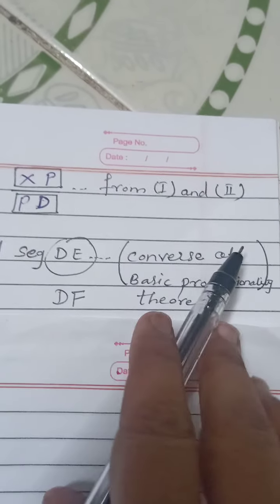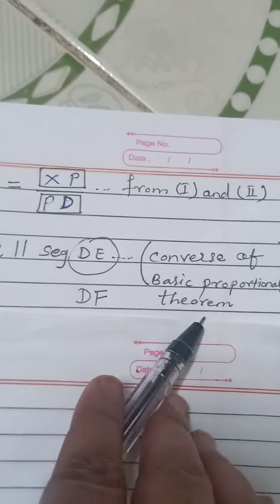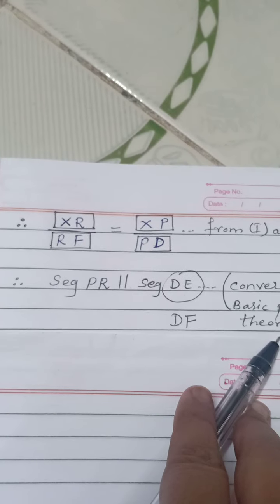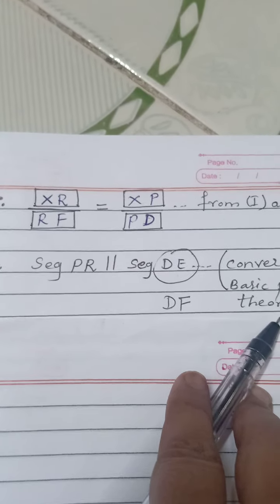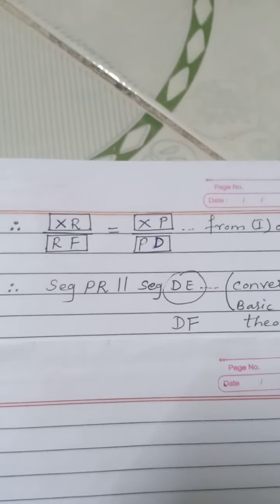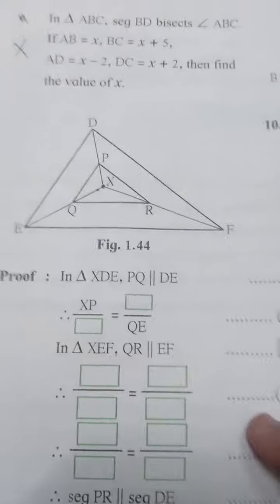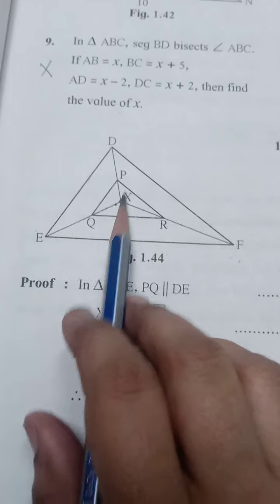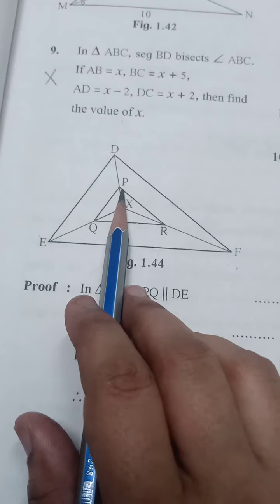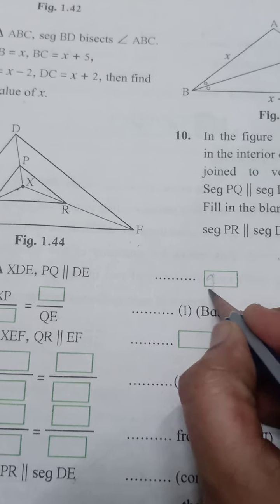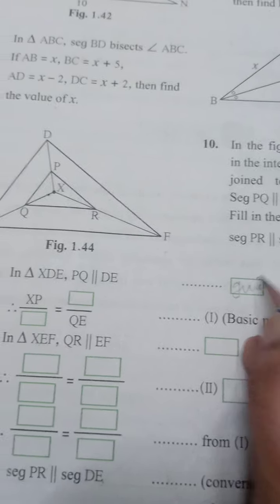And the reason is, whenever we are proving that they are parallel, we take the reason converse of basic proportionality theorem. So in this way we have completed our question number 10. Again I will show you in the textbook how we have completed that. First of all, in triangle XDE, PQ is parallel to DE. This is given to us, so we can write given.